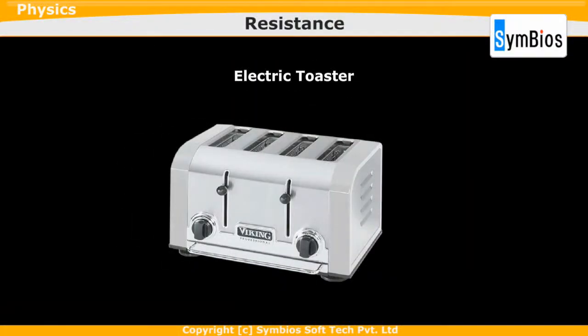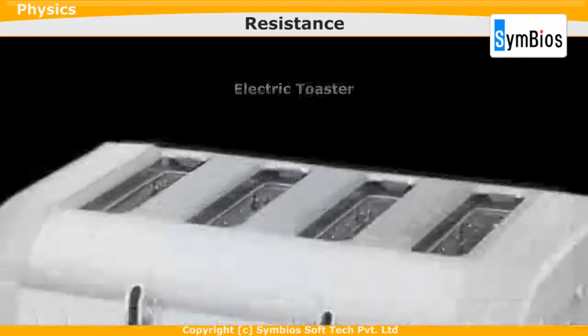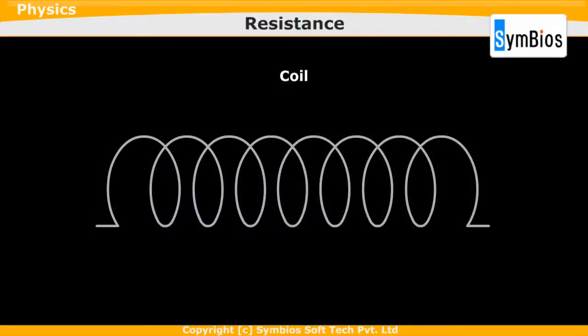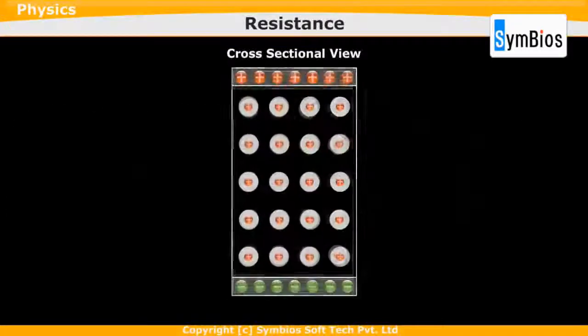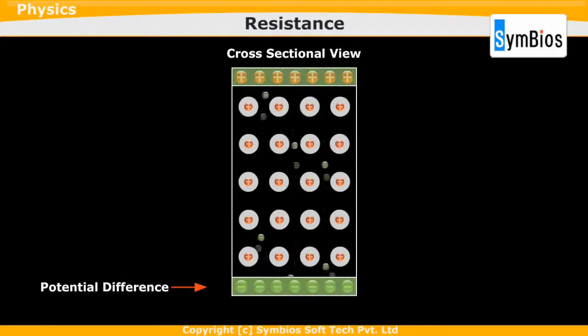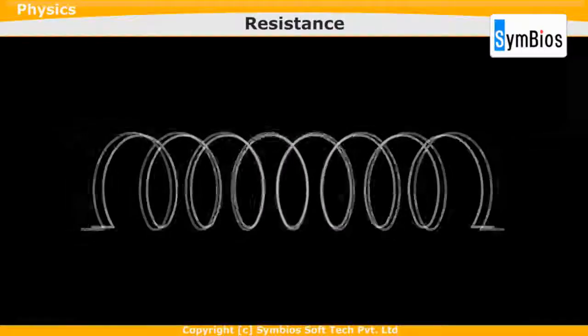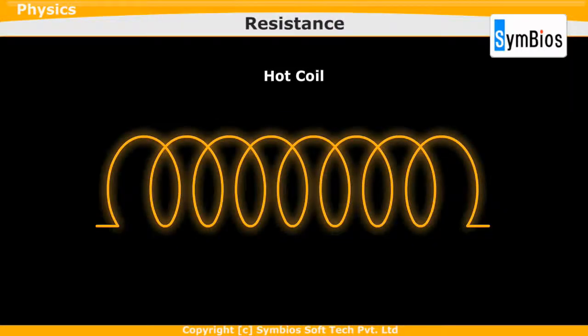Resistors are used to produce heat in an electric toaster. When the current passes through the resistor, the electrons start moving. This movement will result in collisions. As a result of collisions, heat is generated in the resistor. Soon, the coil becomes hot enough to toast bread.